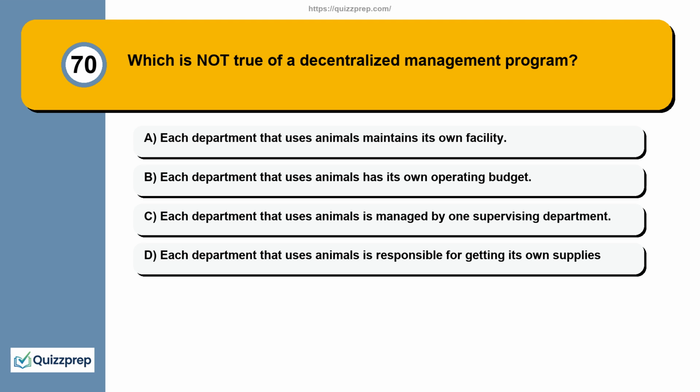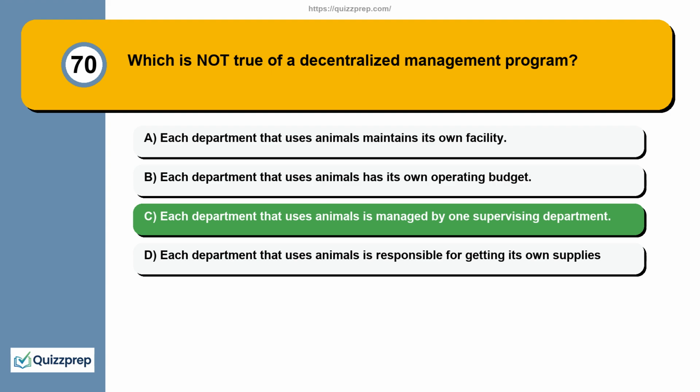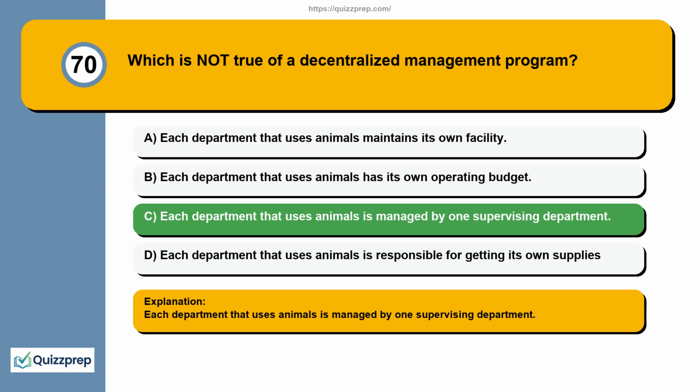Which is not true of a decentralized management program? Option A, each department that uses animals maintains its own facility. Option B, each department that uses animals has its own operating budget. Option C, each department that uses animals is managed by one supervising department. Option D, each department that uses animals is responsible for getting its own supplies. The correct answer is option C, each department that uses animals is managed by one supervising department.